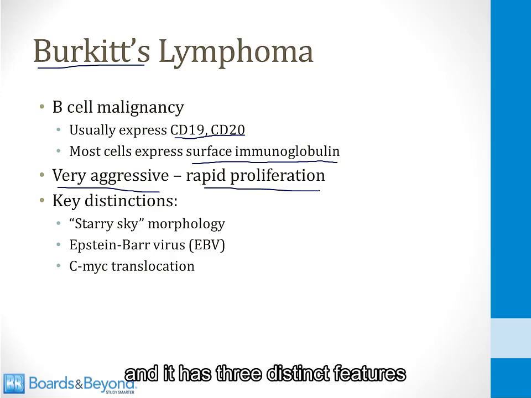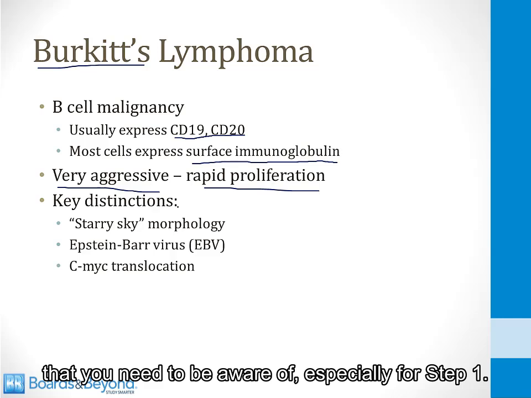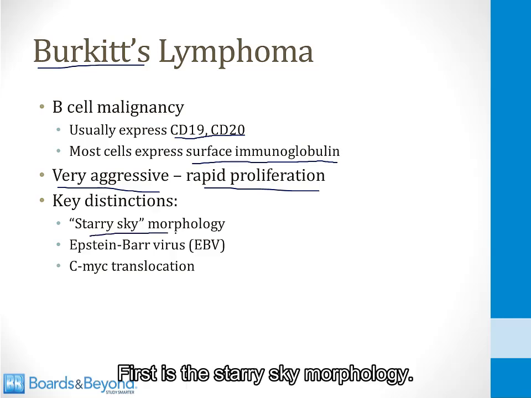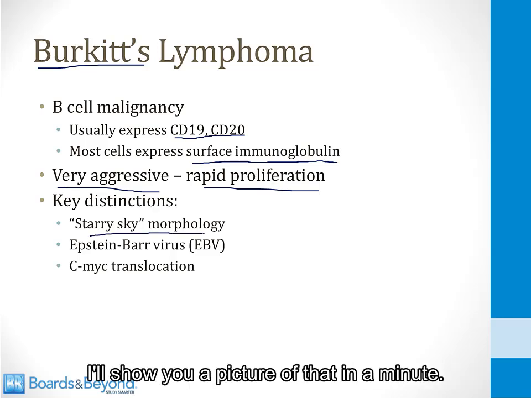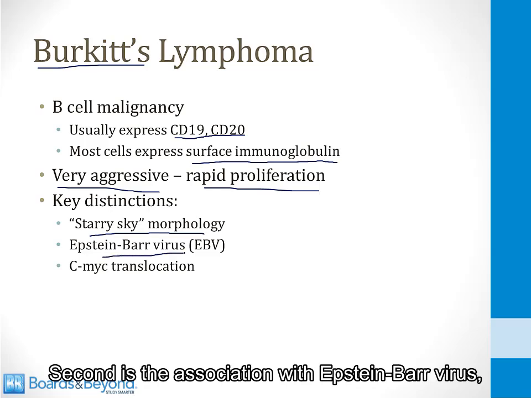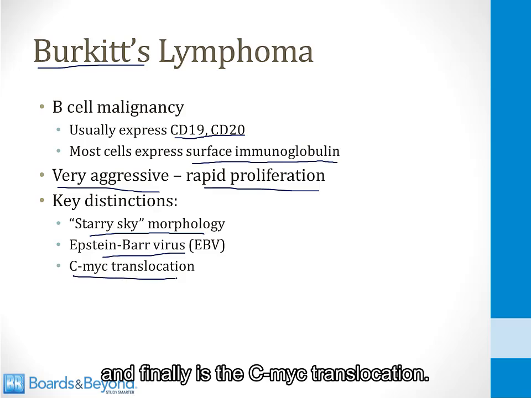And it has three distinct features that you need to be aware of, especially for step 1. First is the starry sky morphology. I'll show you a picture of that in a minute. Second is the association with Epstein-Barr virus. And finally is the C-Myc translocation.